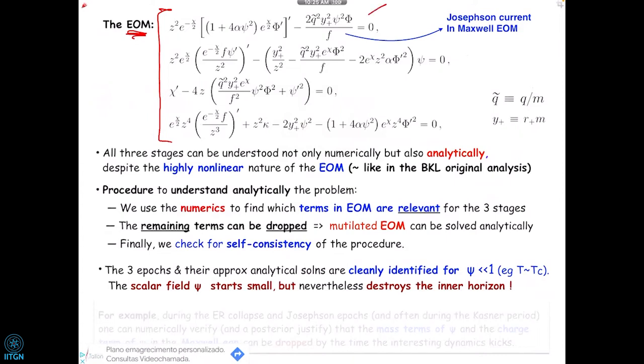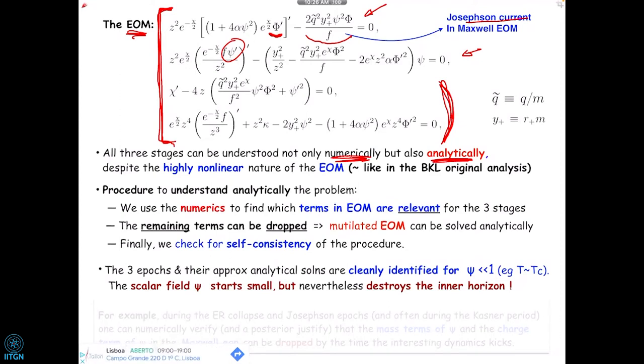I have here the Maxwell equation of motion for phi. Here, this is what is known as the Josephson current. Then I have here the equation of motion for my scalar field. And then here I have equations of motion for the two functions that appear in my metric. Now, I can certainly solve this system of equations of coupled ODEs numerically. But what is interesting here is that we can also solve these equations analytically as long as we do certain approximations. And this is remarkable because this system of equations is highly nonlinear. Moreover, it is clearly a coupled system of four ODEs.